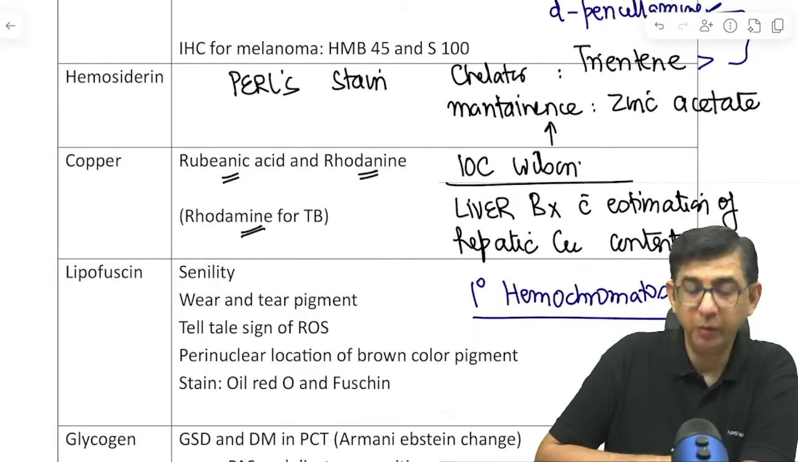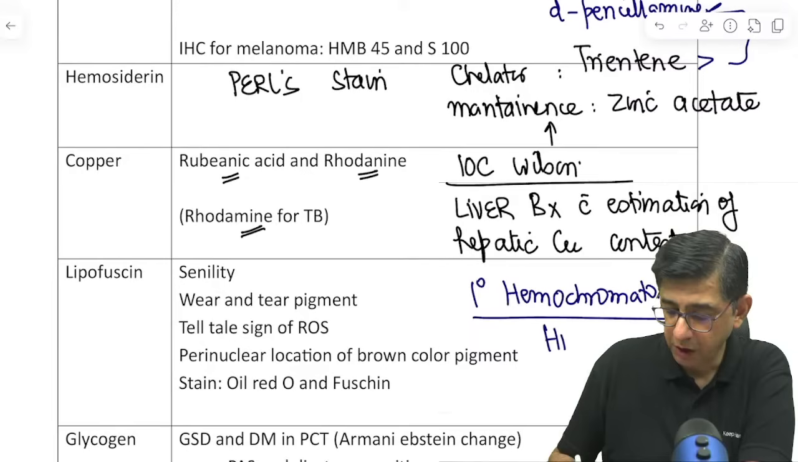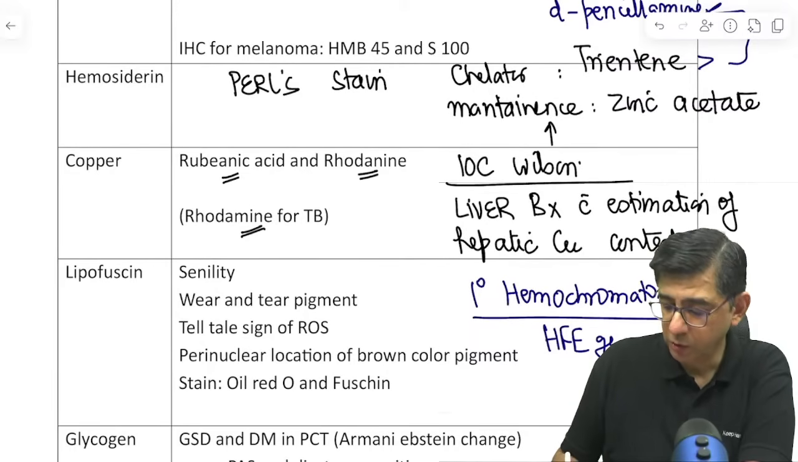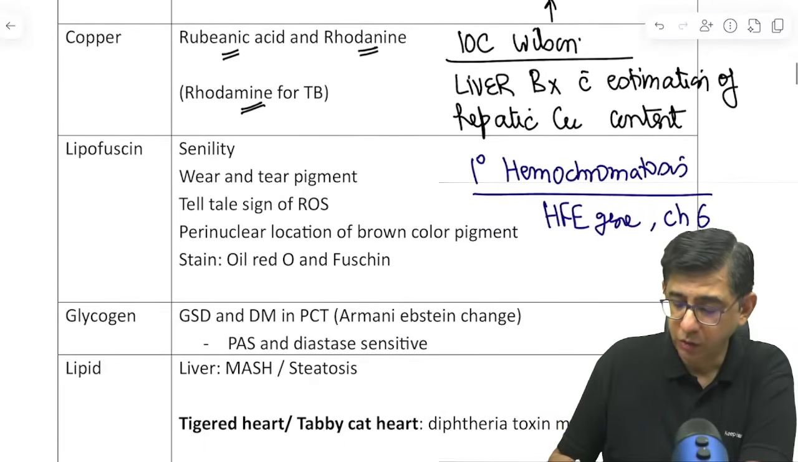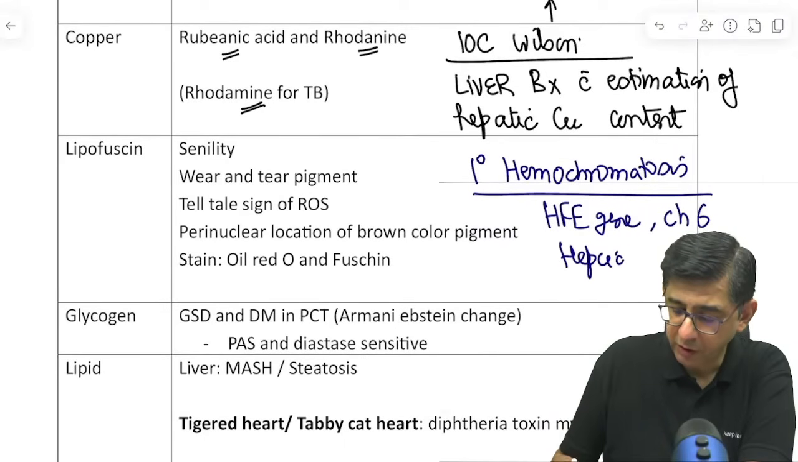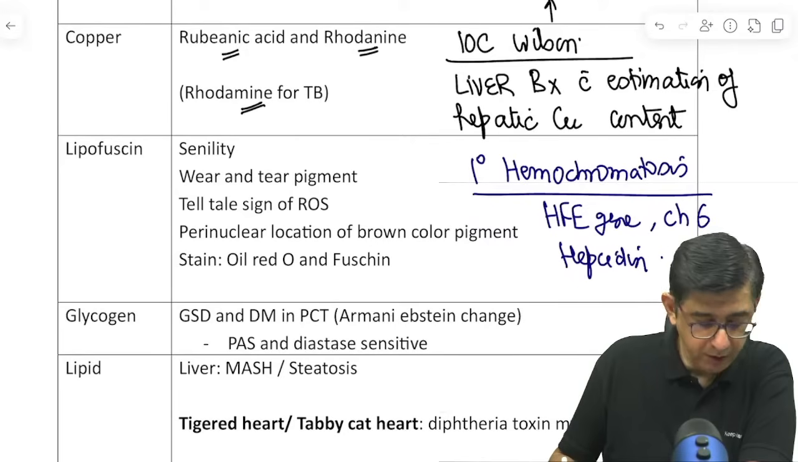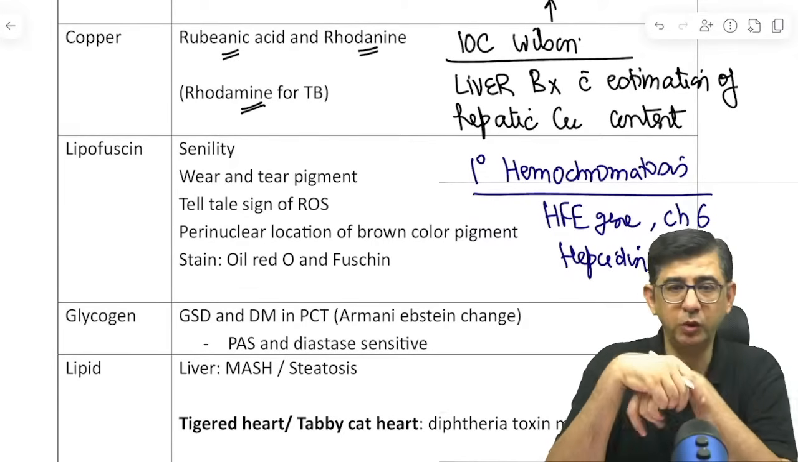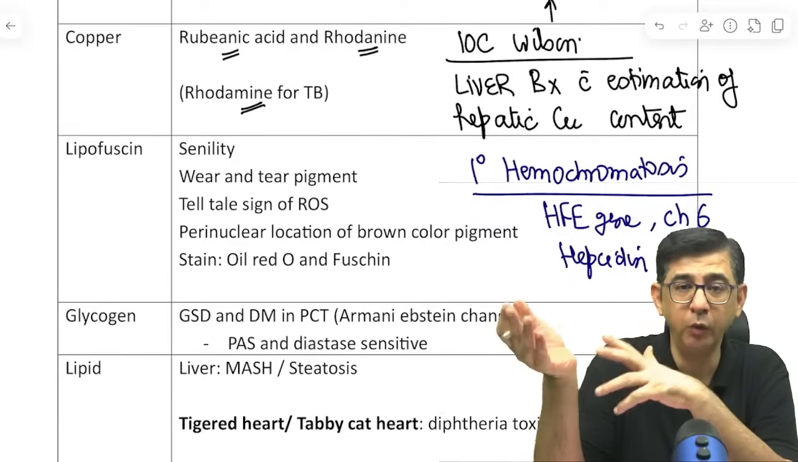For primary hemochromatosis, what is the gene? The gene is the HFE gene. On which chromosome is the HFE gene? It is on 6. And which protein's functioning does it affect? Hepcidin. It is the hepcidin protein malfunction that will happen. Hepcidin is the regulator of iron absorption. Now the absorption will be more.